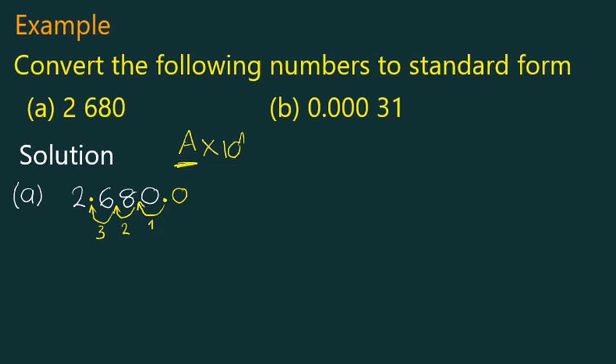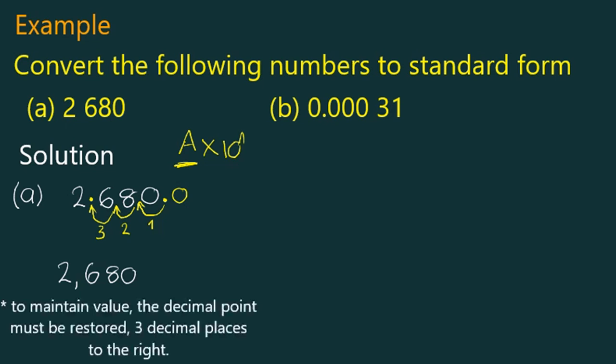It's now 2.680, a value that is between 1 and 10. But now the decimal point is at a position where it was not before. So to maintain the value, the decimal point must be restored. That is, it has to be restored.